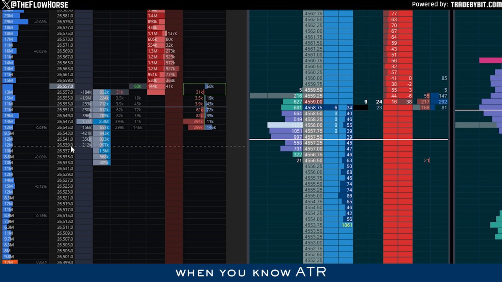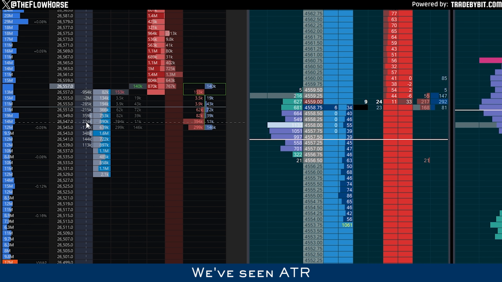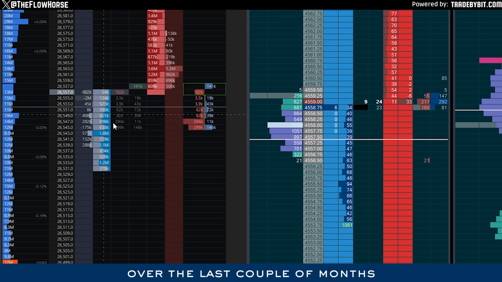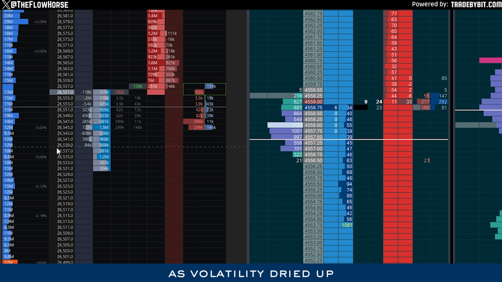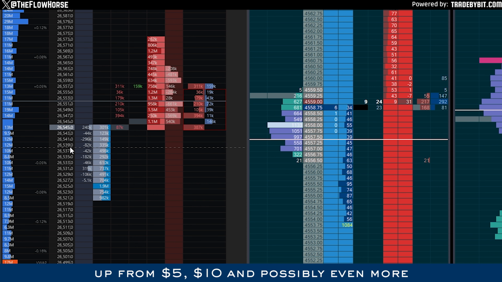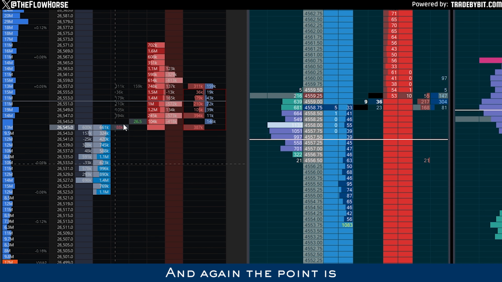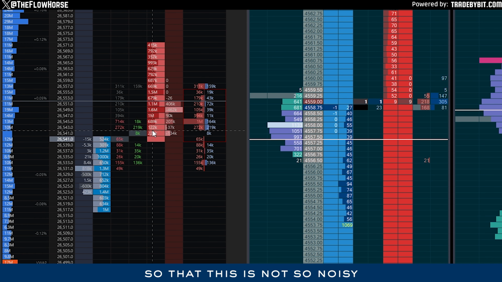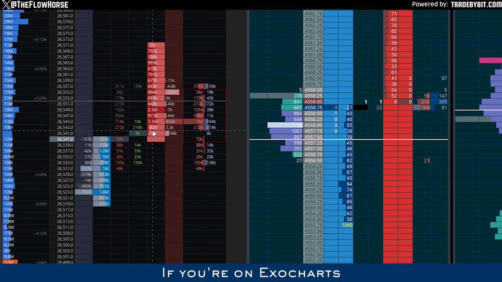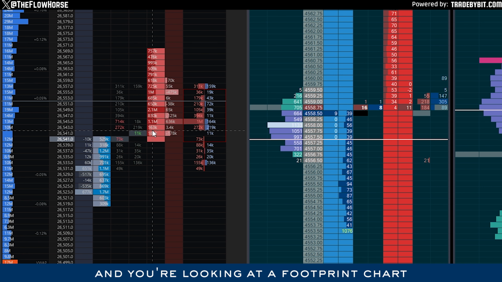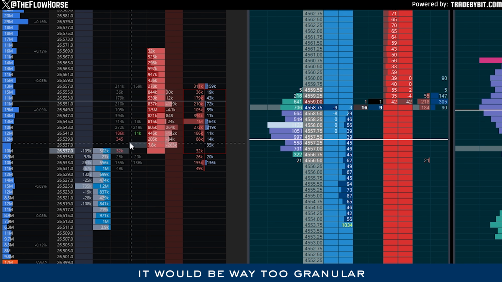Because there'll be times when, with ATR, we've seen ATR really decrease over the last couple of months as volatility dried up. But as it increases, you're going to want to move this tick setting anywhere up from $5, $10, and possibly even more. And again, the point is so that this is not so noisy. It's the same thing that you would do for your footprint chart. If you're on Exocharts and you're looking at a footprint chart, if you had it on one tick setting, it would be way too granular.